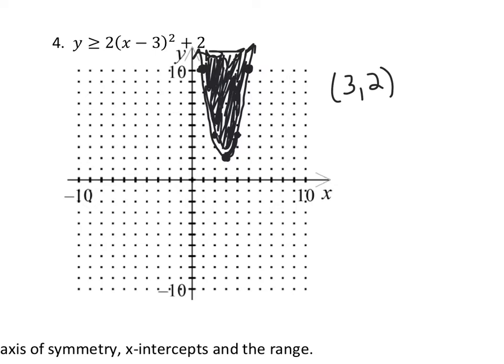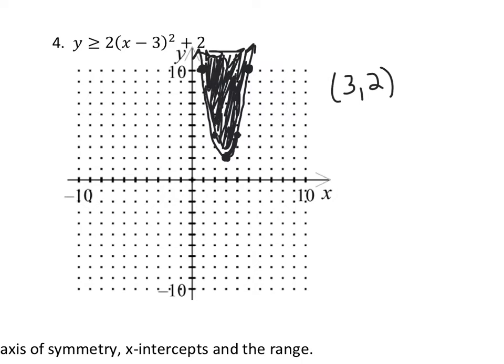Okay, so what I want to talk about are where the solutions lie. Anything inside this parabola, because this says y is greater than or equal to the parabola, so that's going to be all of these points inside here, and any of these points would satisfy this inequality. Also, this parabola is solid because of the equal to. So all of the points on the parabola itself are also solutions to this inequality.